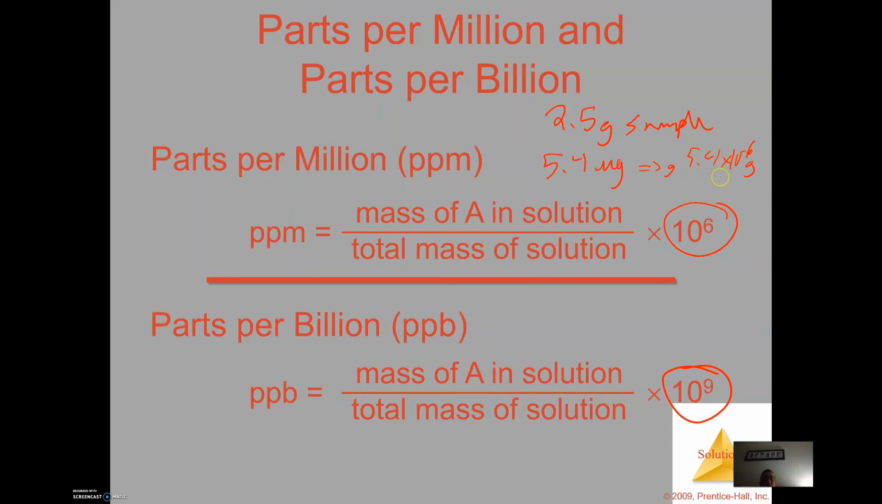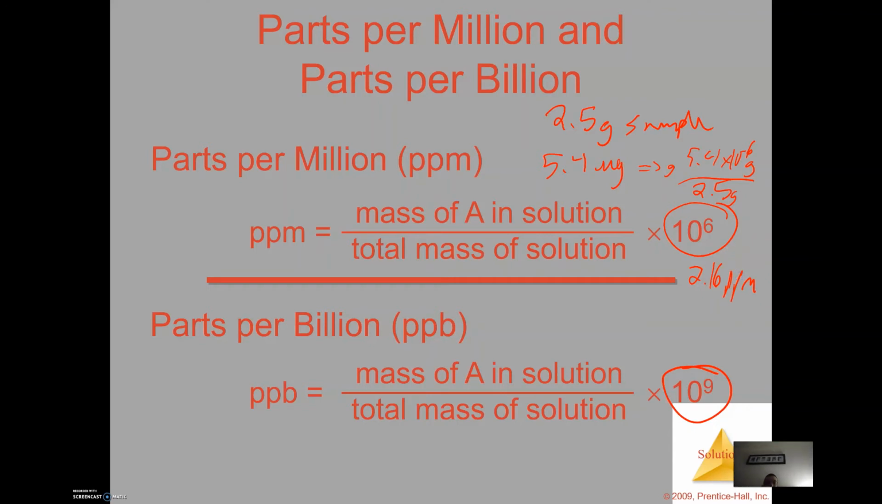So we would take this number and divide it by 2.5 grams, and then we would take that number and multiply it by 10 to the 6th, because we want it to be in parts per million. So we would end up with 2.16 parts per million. So that would be the concentration here.